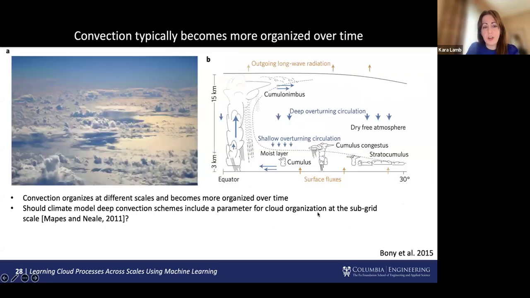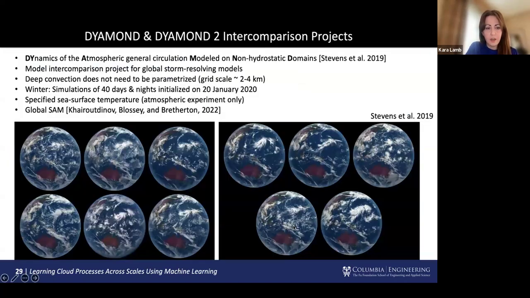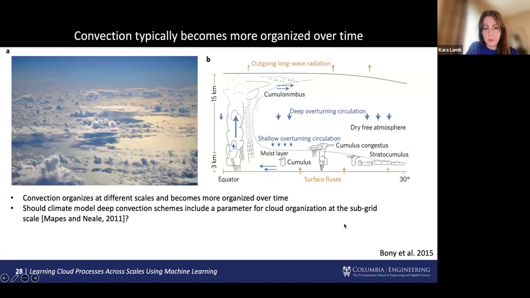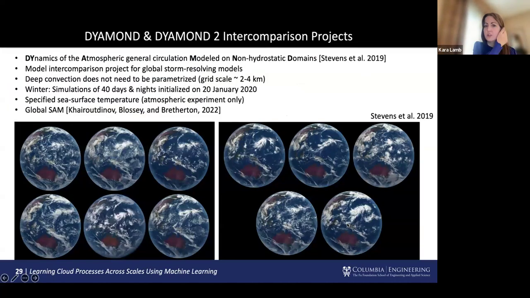But we know that convection is not something which is really truly stochastic. It's actually something that organizes at different scales, and it also generally becomes more organized over time. So there was some work by Mapes and Neale in 2011 where they suggested that one way to improve climate model deep convective schemes is to include a parameter for what we call cloud spatial organization at the subgrid scale. So this is as an alternative to trying to parameterize entrainment in mass flux schemes. So we decided to see if we could explore this using a data-driven approach.